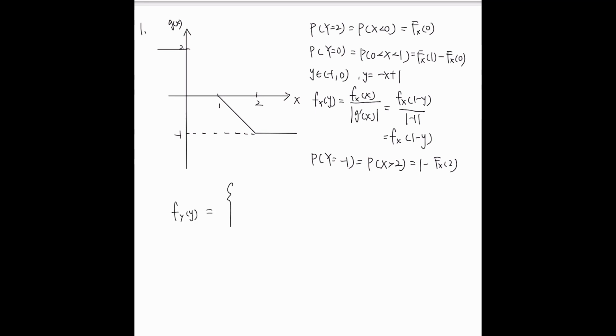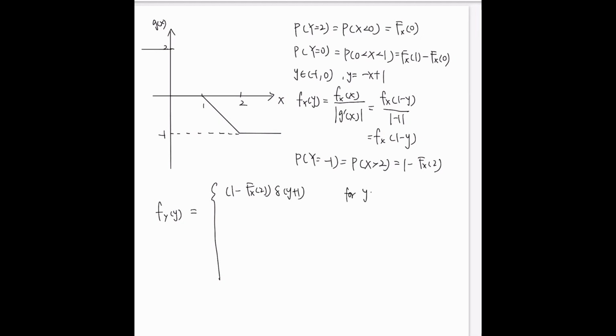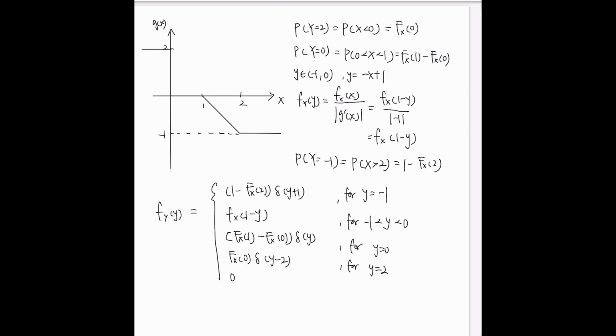f_Y equals 1 minus F_X of 2 times delta of y plus 1 for y equals negative 1, and f_X of 1 minus y for y greater than negative 1 and less than 0. F_X of 1 minus F_X of 0 times delta of y for y equals 0. F_X of 0 times delta of y minus 2 for y equals 2, and 0 otherwise.